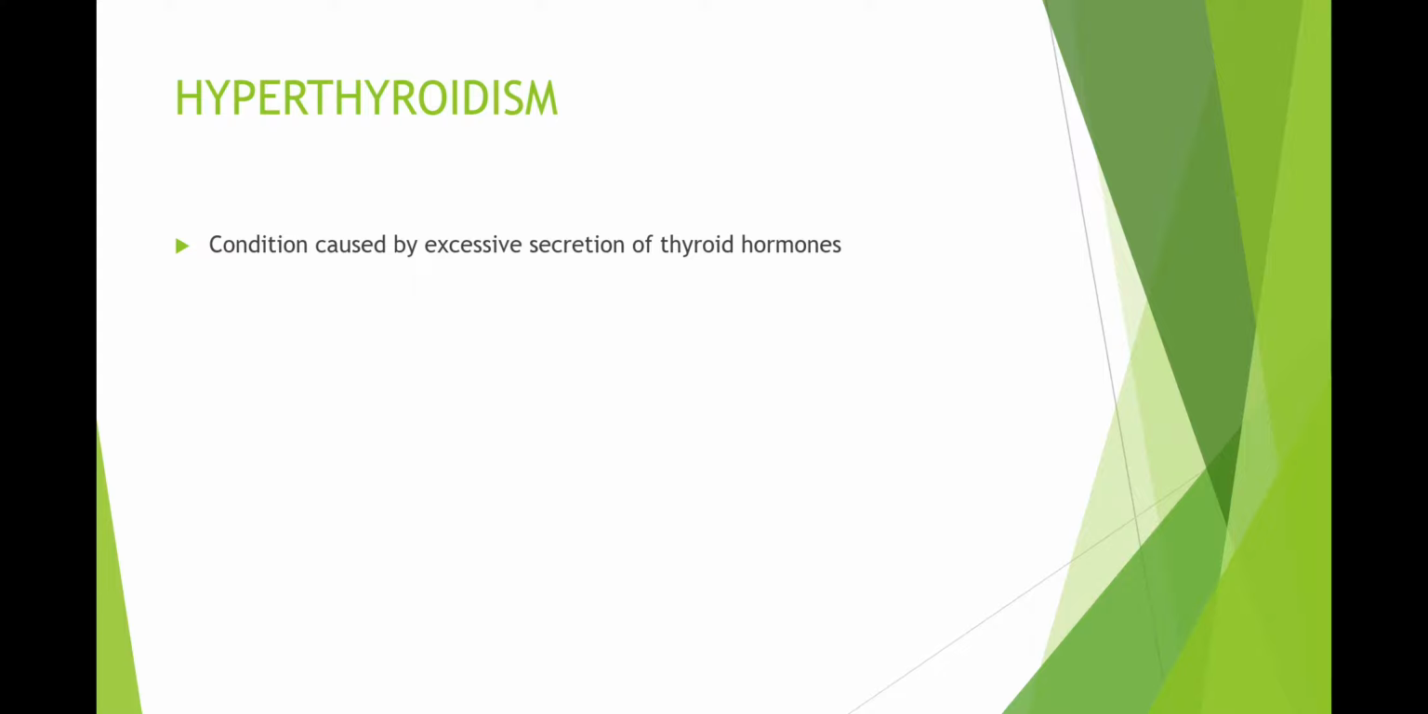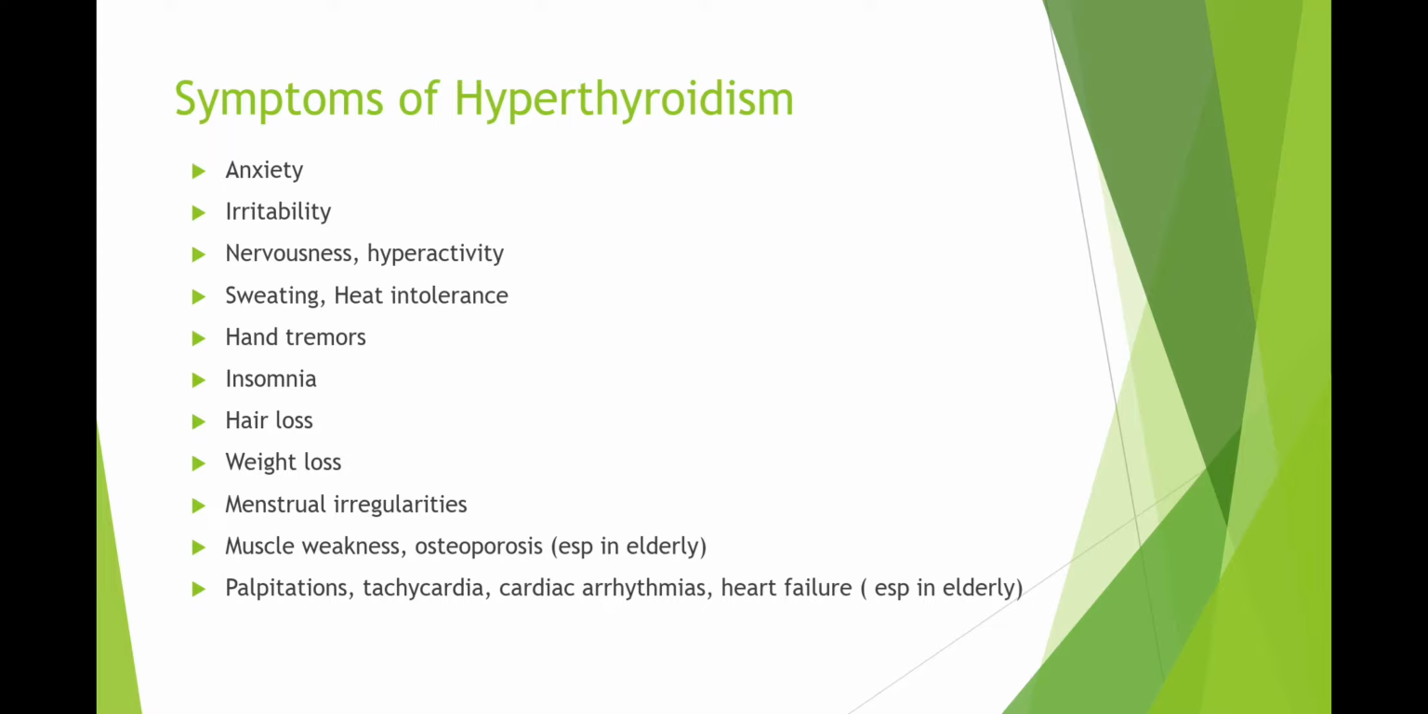First we'll see hyperthyroidism. It is a condition caused by excessive secretion of thyroid hormones. The symptoms of hyperthyroidism include anxiety, irritability, nervousness, hyperactivity, sweating, heat intolerance, hand tremors, insomnia, hair and weight loss, menstrual irregularities, muscle weakness, osteoporosis, especially in elderly, palpitations, tachycardia, cardiac arrhythmia, heart failure, especially in elderly.